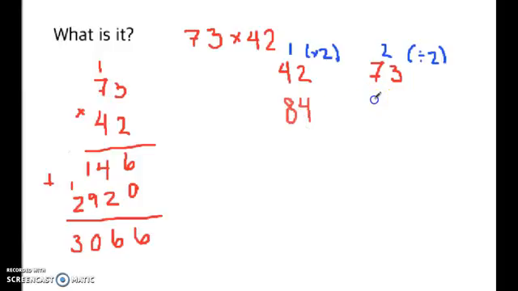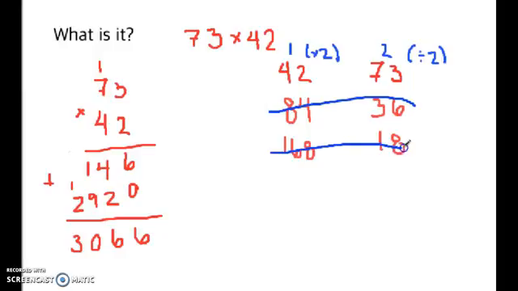73 divided by 2 is 36.5, but we just write 36. Ignore the decimal. 84 times 2 is 168. 36 divided by 2 is 18. Oh, and when you have a number that is even in the second column, you cross it out. So we're going to cross out both numbers, 84 and 36, because 36 is even. We're going to cross out both numbers here, 168 and 18, because 18 is even.